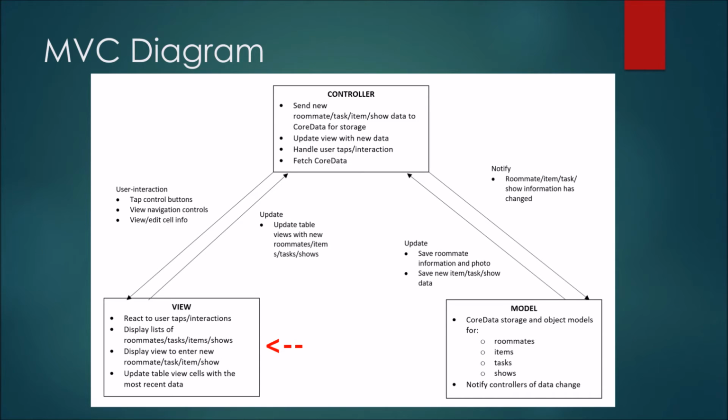The view component interacts with the controller, which is controlled by the view controllers, by updating table views with new information about the roommates, items, tasks, and shows. The controller components send new roommate, task, item, and show data to Core Data for storage. It also updates views with new data, handles user interaction, and fetches Core Data.